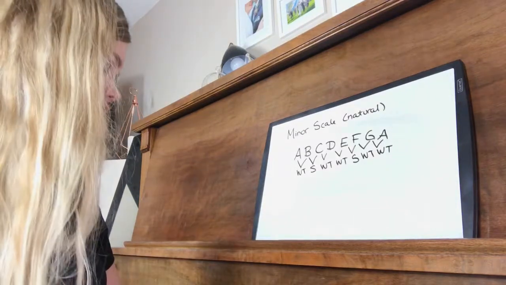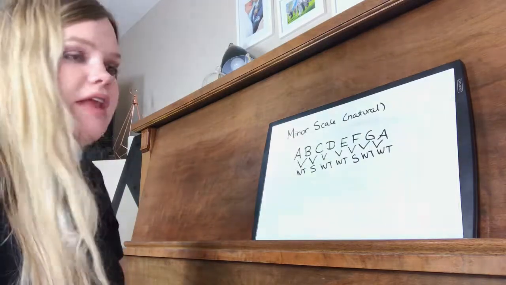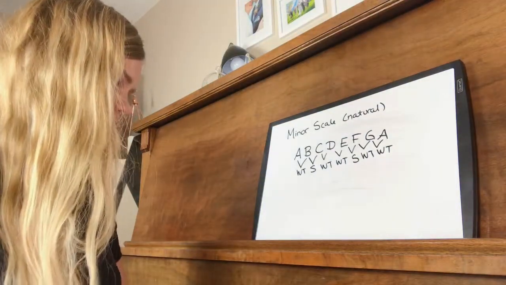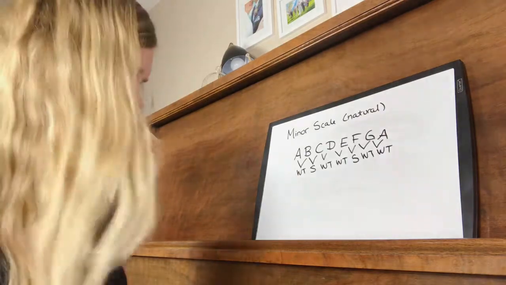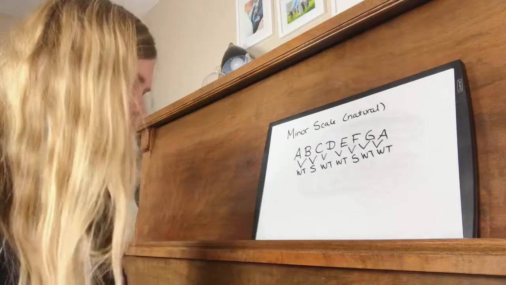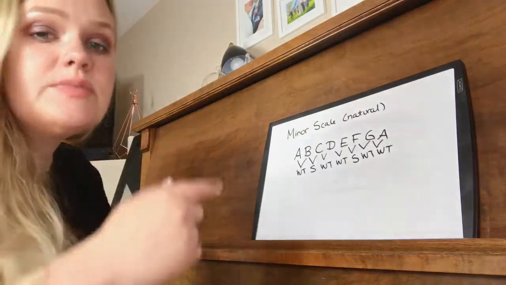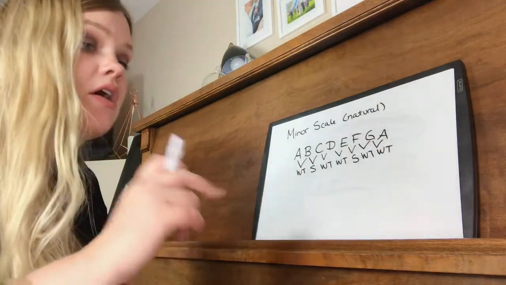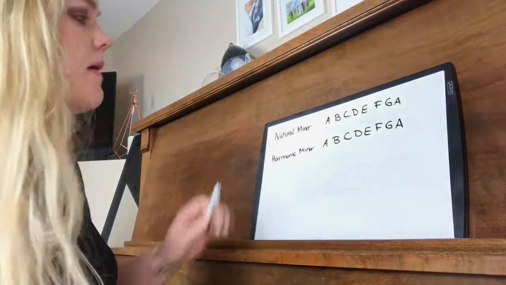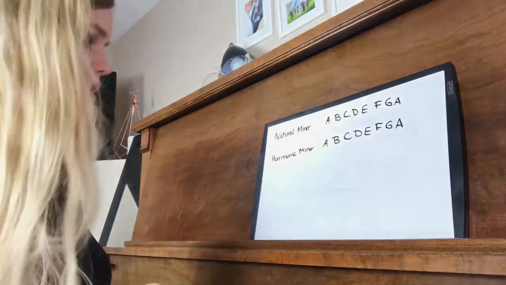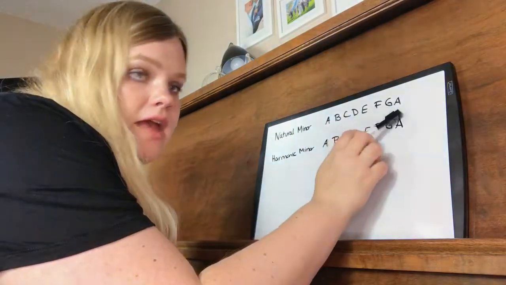So if you were going to do an E minor natural scale, it would have an F sharp in it. Your A minor scale has no accidentals, no sharps or flats. And they have a similar sound even though they start on different notes. So right here we have the A natural minor scale, and it goes A, B, C, D, E, F, G, A.